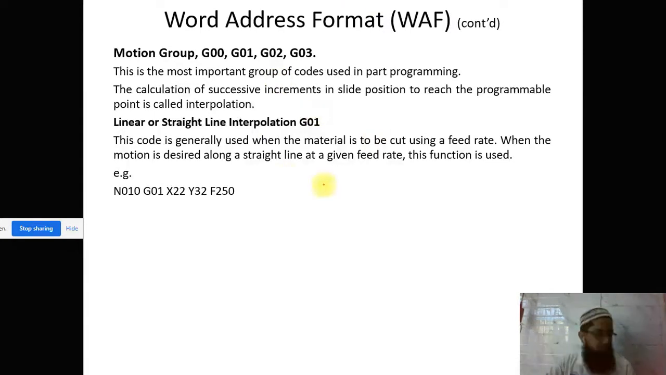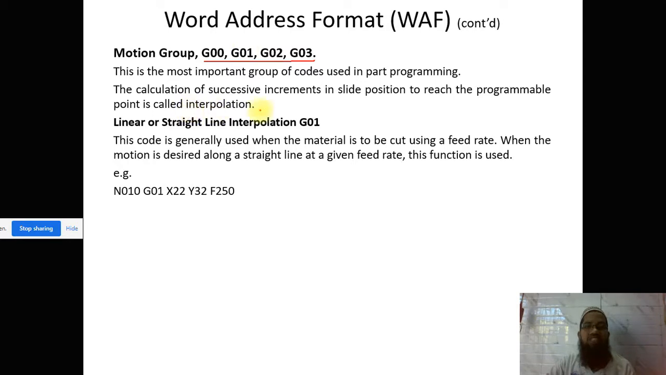Now next is called the motion codes or motion groups. So these codes come under the motion codes or motion groups. Sometimes the external examiner, as well as in the final semester examination, they ask what are the different types of motion groups and explain each and every one in brief. So here we are having the motion groups, that is G00, G01, G02 and G03. This is the most important group of the codes used in part programming.